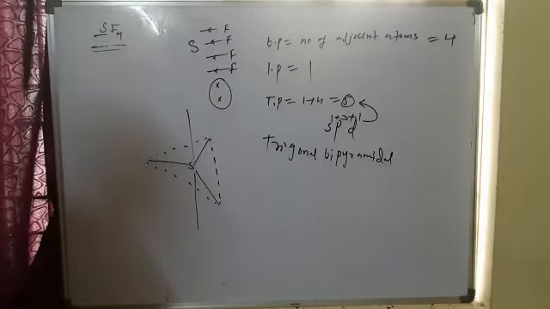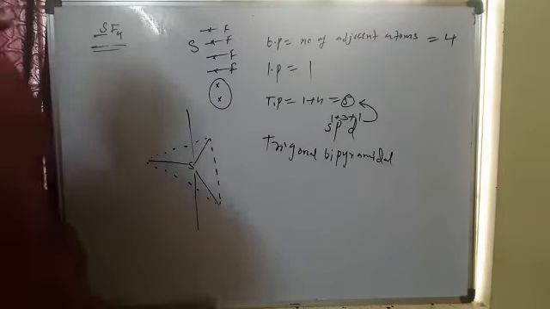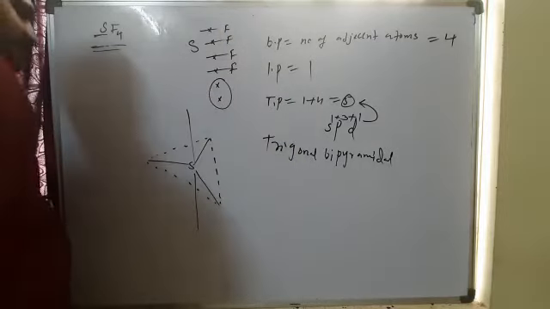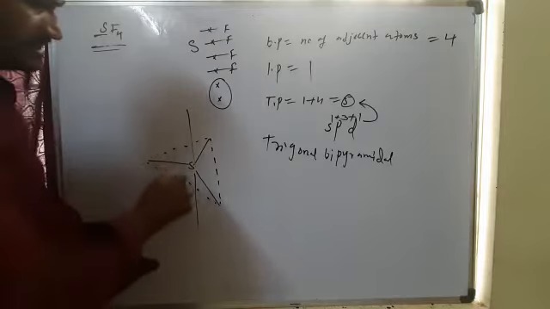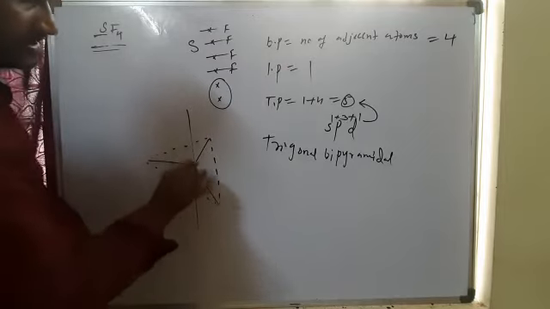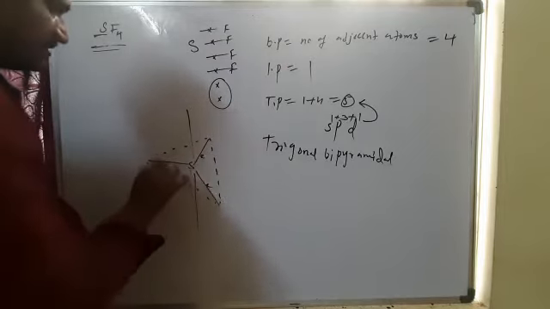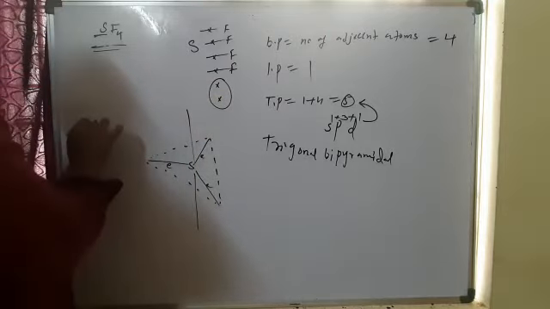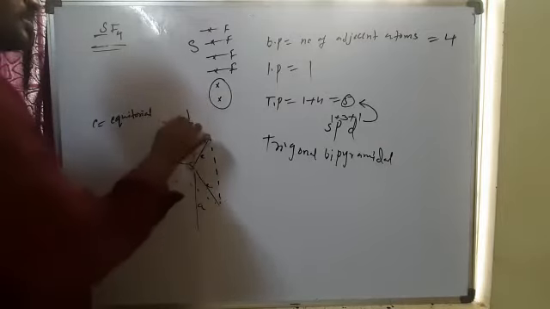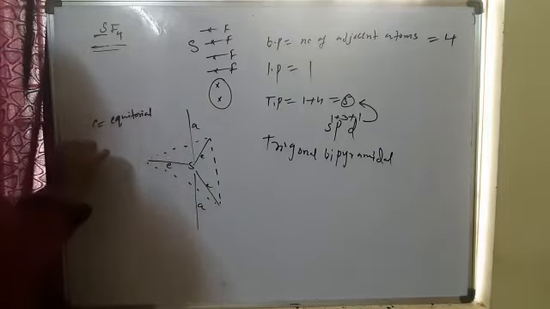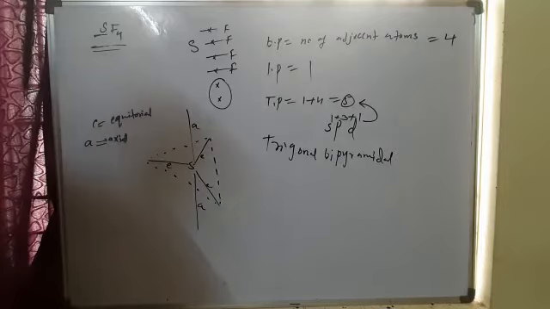But really there are only 4 bond pairs and 1 lone pair. In the trigonal bipyramidal shape, these 3 bonds are equatorial bonds. E means equatorial. And above and bottom are axial bonds, A equals axial bonds.